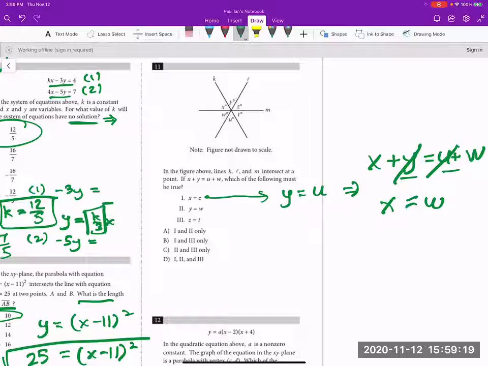So that means they're equal. So w equals z, right? So because of that, you can pretty much plug in this w for z. So x equals z then, right? Yeah, so this is true. The first one is true.